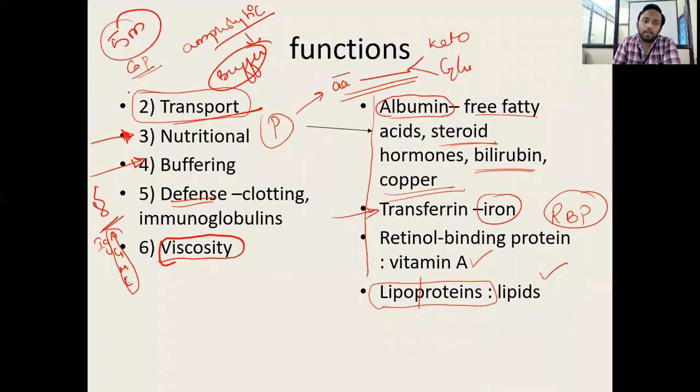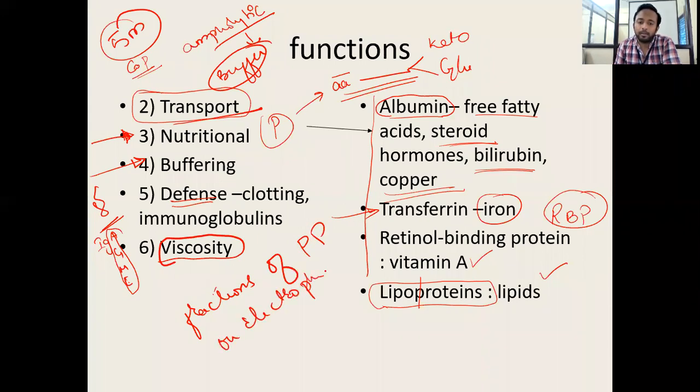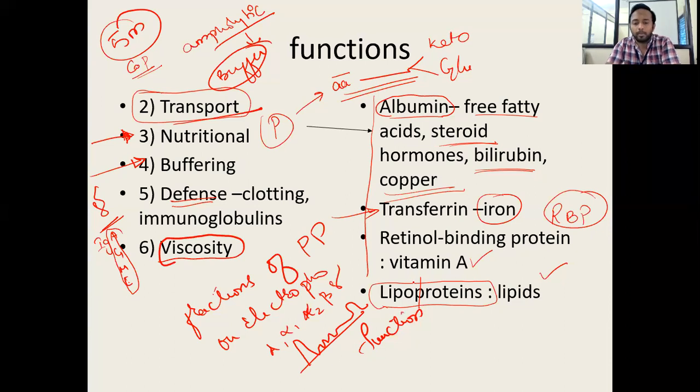In the 5-mark question, they'll ask you what are the different fractions of plasma protein on electrophoresis. That is, albumin, alpha 1, alpha 2, beta, and gamma. It is always better if you draw the electrophoretic pattern as well. Then what are the functions? The same part will be what are the different functions of the plasma proteins. So this will become a 5-mark question which is routinely asked in the exams.